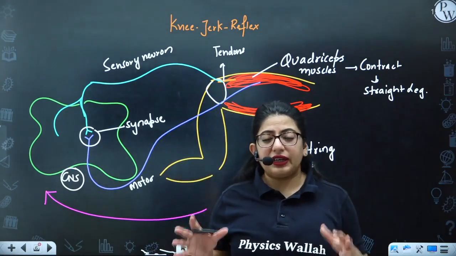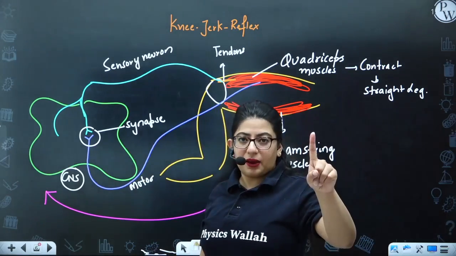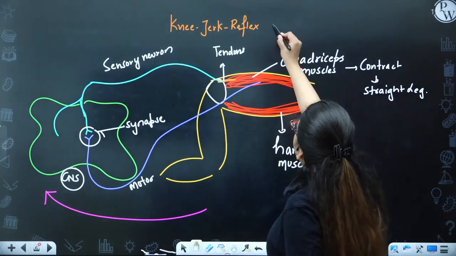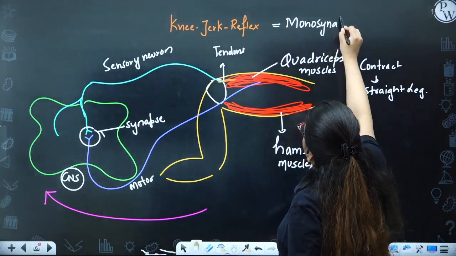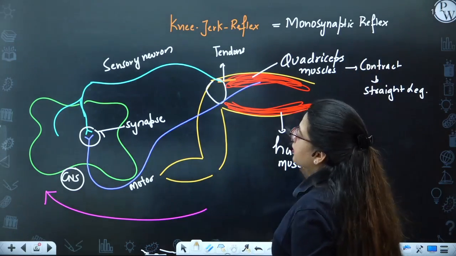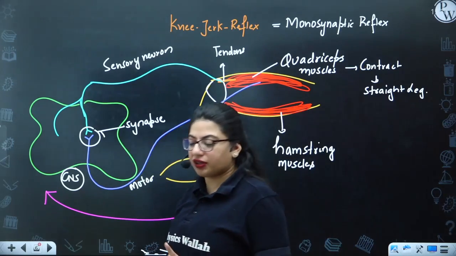You can see in the knee jerk reflex, in the central nervous system only one synapse is formed. You can see here only one synapse is formed. So we say that the knee jerk reflex is a mono, meaning single, synaptic, one synapse reflex. It's that reflex in which only one synapse is formed. This is one reflex action known as the knee jerk reflex.